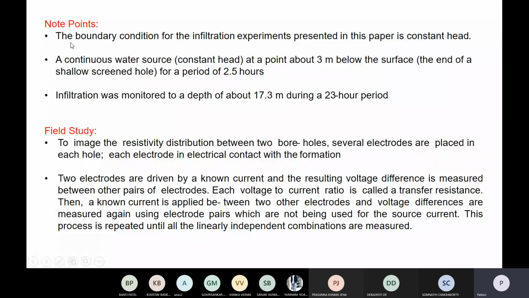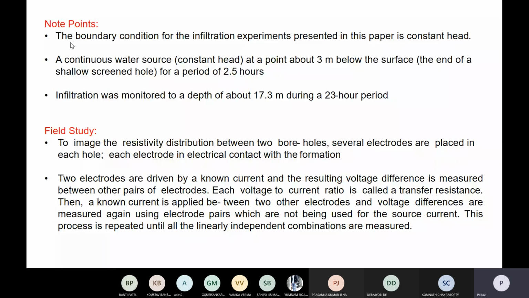So the boundary condition for the infiltration experiment presented in this paper. I'm taking this experiment from one paper. In this paper they consider that the boundary condition is constant head. Even in the last experiment, for recharge estimation, we considered a constant head boundary condition. What is constant head? It means your water supply is constant, from where your water is going to infiltrate into the vadose zone.